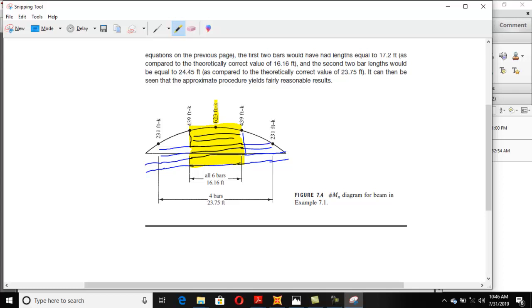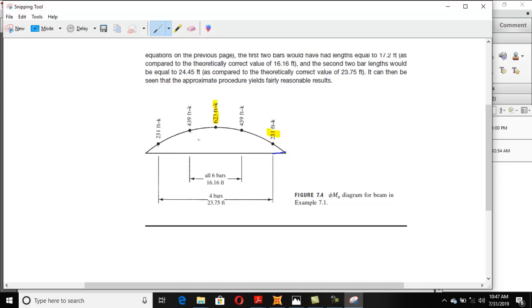623. Clear? And then these four bars basically give you how much capacity? These four bars basically give you this 439 capacity, clear? And these two bars basically give you how much capacity? This 231 foot-kip capacity, clear? So this is the total detail of this kind of example. So this point and this point are theoretical cutoff points.